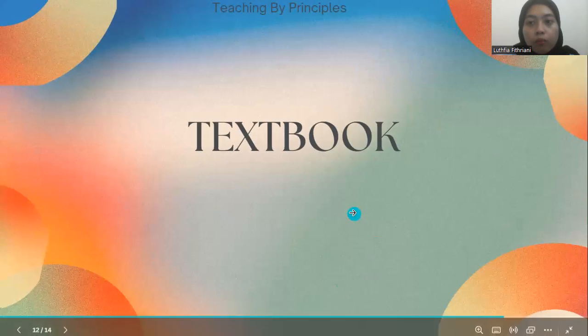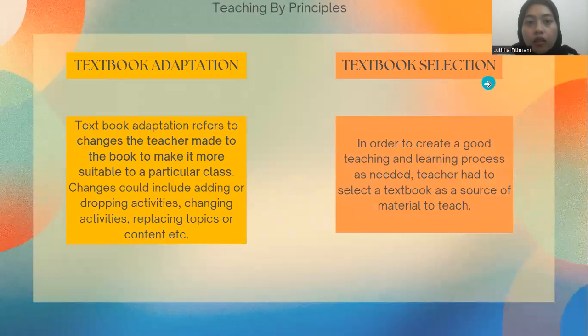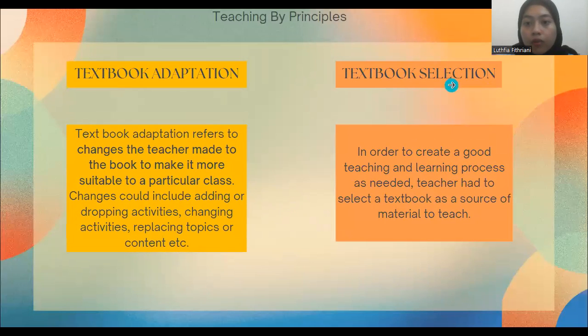Let's move to the last topic, that is textbook. Textbook adaptation and textbook selection. In using textbooks in the classroom, the teacher can or should use textbook adaptation or textbook selection. And what is the difference? Textbook adaptation refers to changes the teacher makes to the book to make it more suitable to a particular class. Changes could include adding or dropping activities, changing activities, replacing topic or content, and extra.